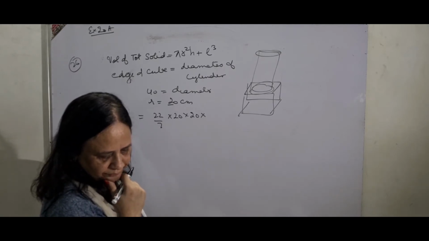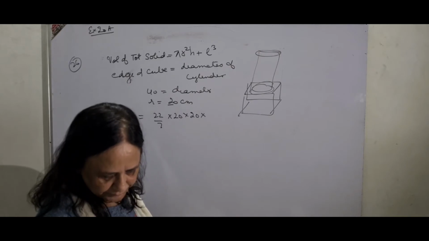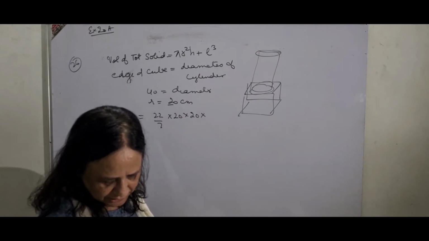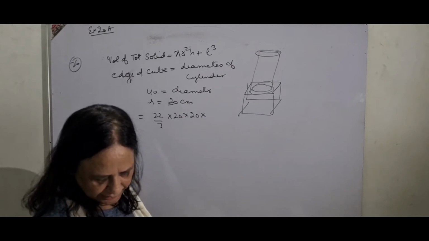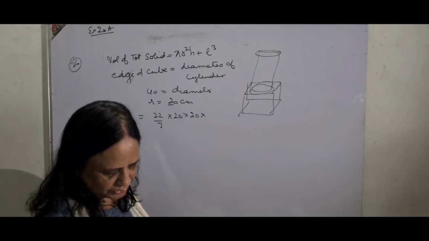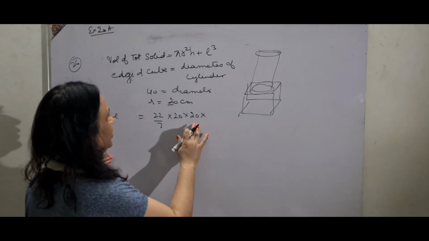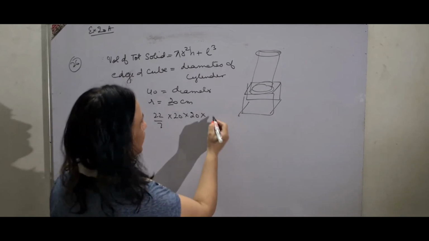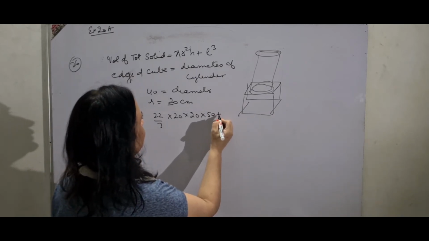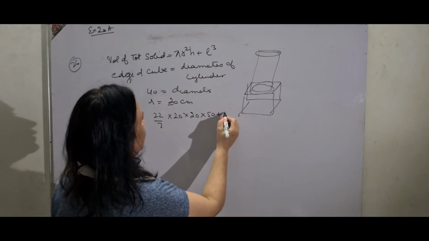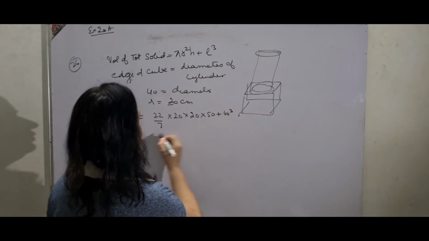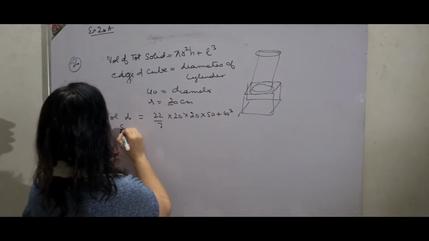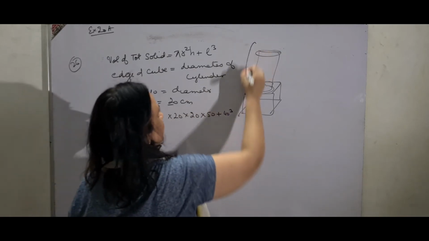So it's very simple. Solid cube of side 40 cm, solid cylinder of radius 20 centimeter, and height 50 centimeter attached to the cube. See, 20 into 20 into h, which is given to be 50, plus the L cube, that is 40 cube. This will give you the first answer, the volume of the solid.